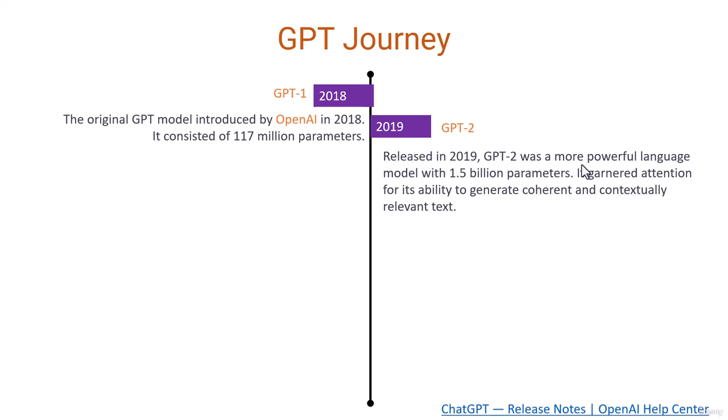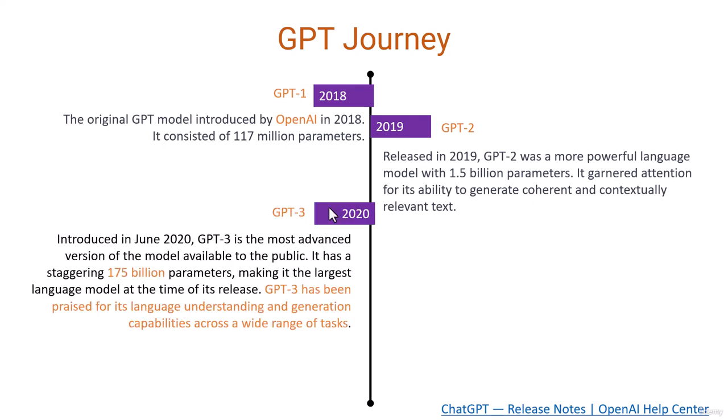GPT-2 was a more powerful language model with 1.5 billion parameters. It garnered attention for its ability to generate coherent and contextually relevant text. So it was an achievement.